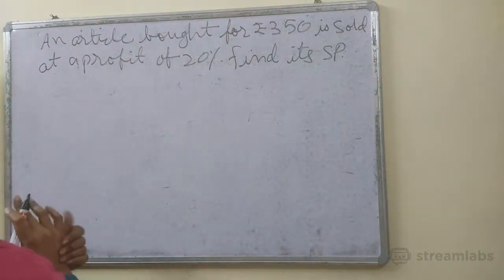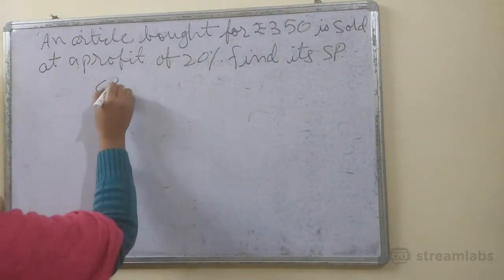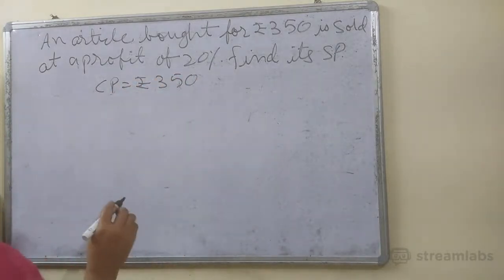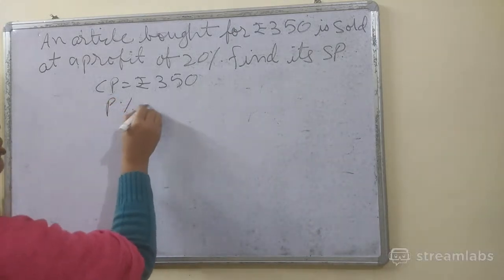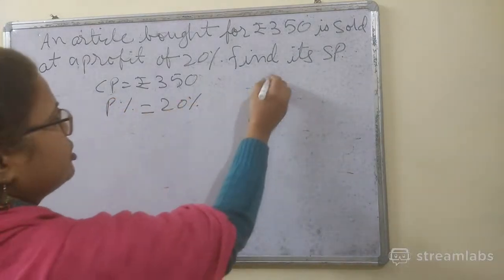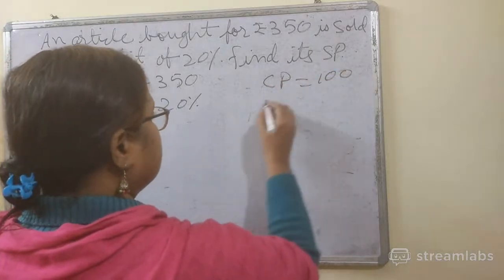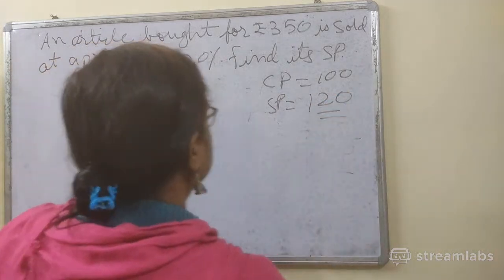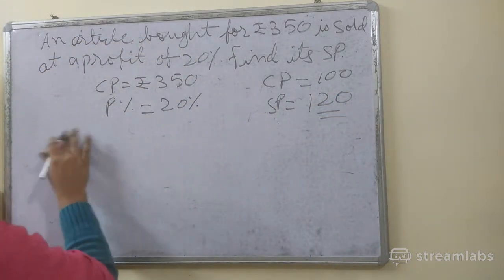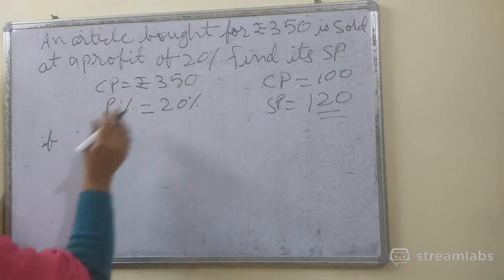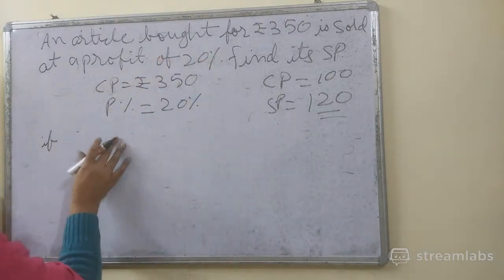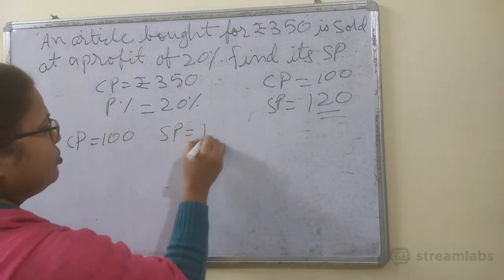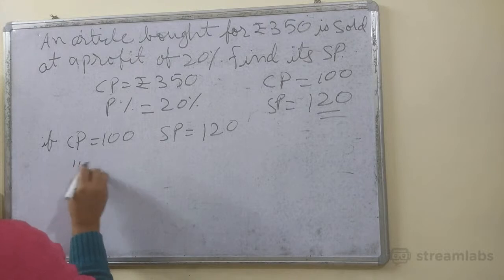So an article is bought for rupees 350. Means CP is rupees 350. First we write CP. Sold at a profit of 20%. Profit percent is 20%. So if CP is 100, then SP will be equal to 100 plus 20, 120. Clear? So we can write that CP is given, so CP we will write first. If CP is 100, then SP is equal to 120.